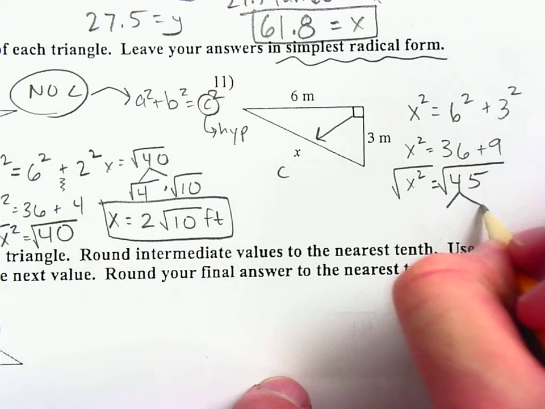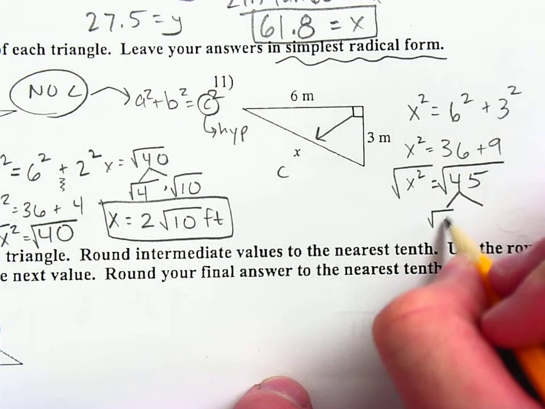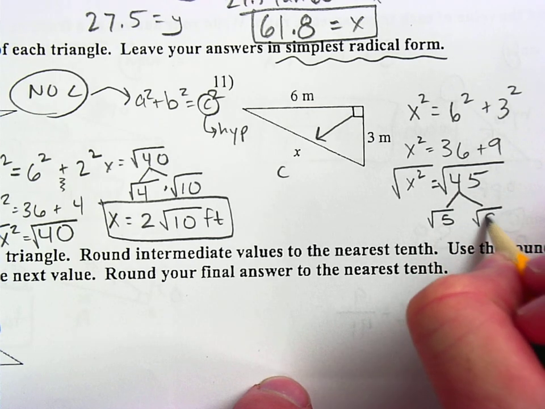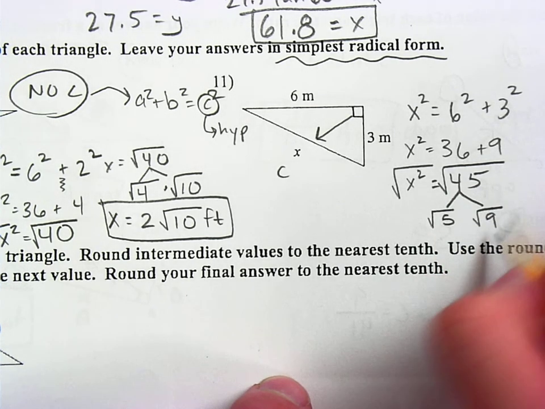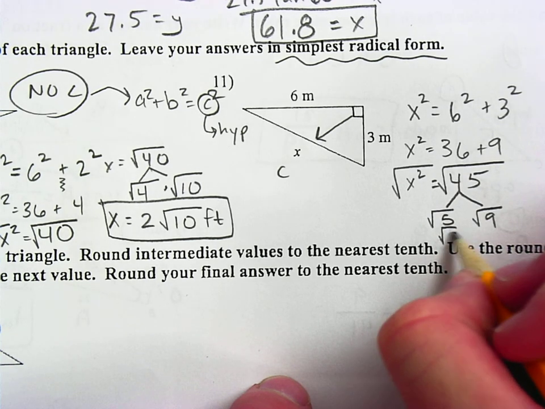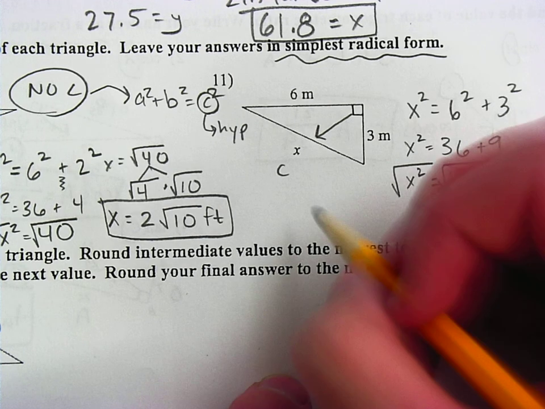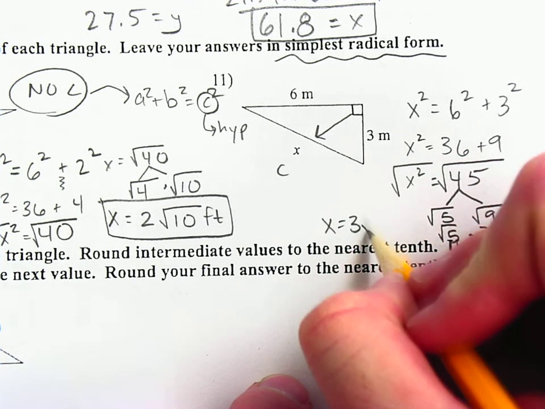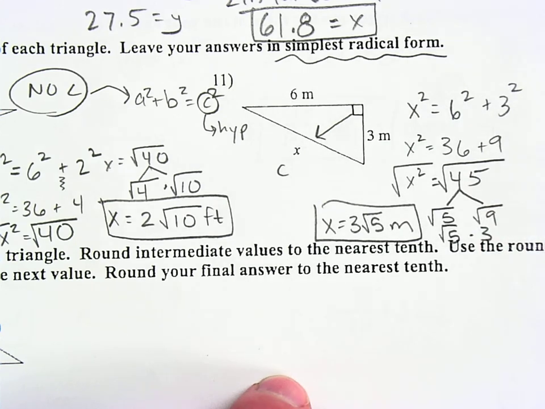So now when we square root, again, we're leaving it in simplest radical form. We're just going to factor whatever is under the radical. So I know that 45 is 5 times 9. And I know that the square root of 9 is 3. So the square root of 5 times 3, I'm going to write my final answer as 3 square roots of 5. And the units are meters.